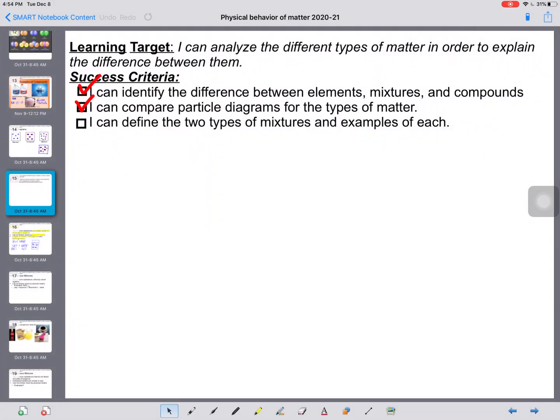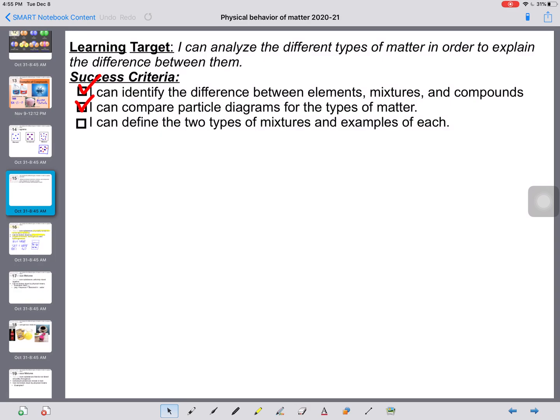Okay, so today's video is part 2 of yesterday's lesson. We are continuing to analyze the different types of matter in order to explain the differences between them. So yesterday we defined elements, mixtures, and compounds, and we also started to compare and analyze the particle diagrams for each type of matter. Okay, so at this point we are able to classify matter as either an element, a mixture, or a compound. Now, within the mixtures, there are two different types of mixtures.